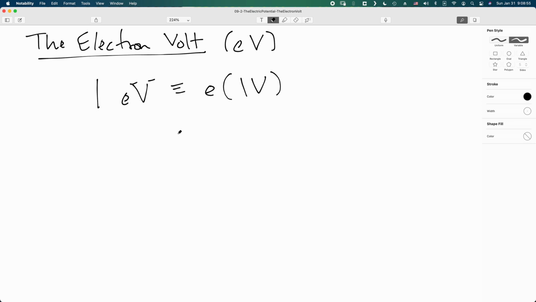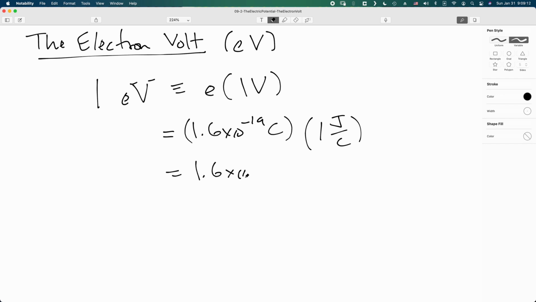We can work through how many joules this is. The quantum charge is 1.6 times 10 to the negative 19 coulombs. And a volt, remember, can also be written as 1 joule per coulomb. So this is just a handy way of writing 1.6 times 10 to the negative 19 joules.